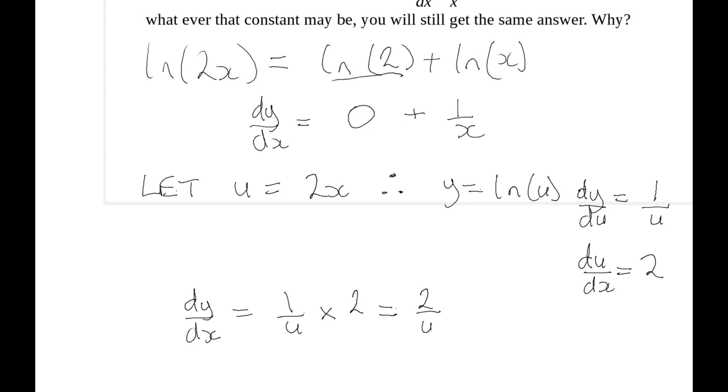Or bringing them together, 2 over u. Now u doesn't have any sense in this because we're talking in terms of x, so we have to substitute back in, so we get 2 over 2x. 2 divided by 2 cancels down to 1 over x. So that's the longer way of doing it, but it proves the other method. It's a proof, so it's good. Okay, so keep that in mind.